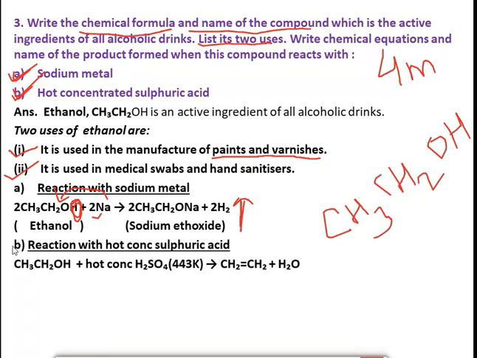The next reaction is the reaction with hot concentrated sulfuric acid. This hot concentrated sulfuric acid is a dehydrating agent. Dehydrating agent means it removes the water molecule. So from this alcohol, it will remove the water molecule. The OH will be removed from here, and 1 hydrogen will be removed from CH3, and we will get CH2=CH2. What is the name of this compound? The name of this compound is ethene.